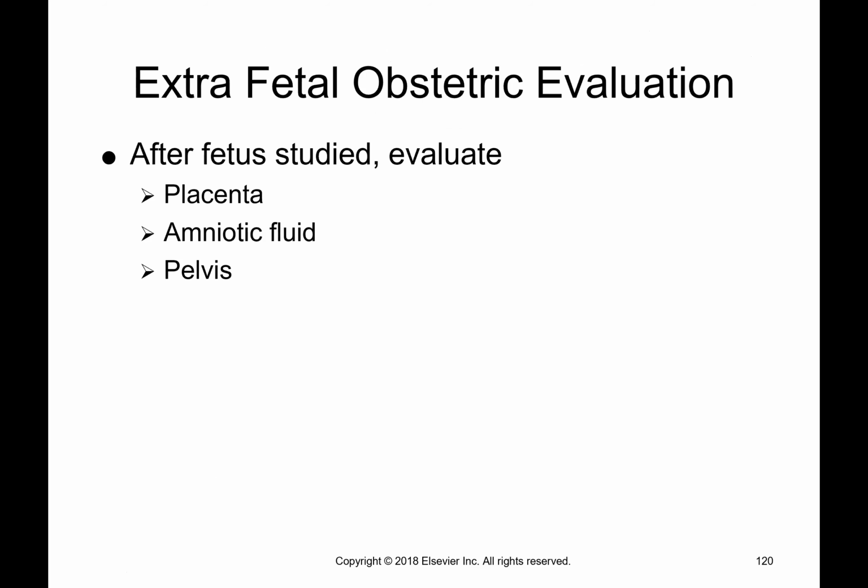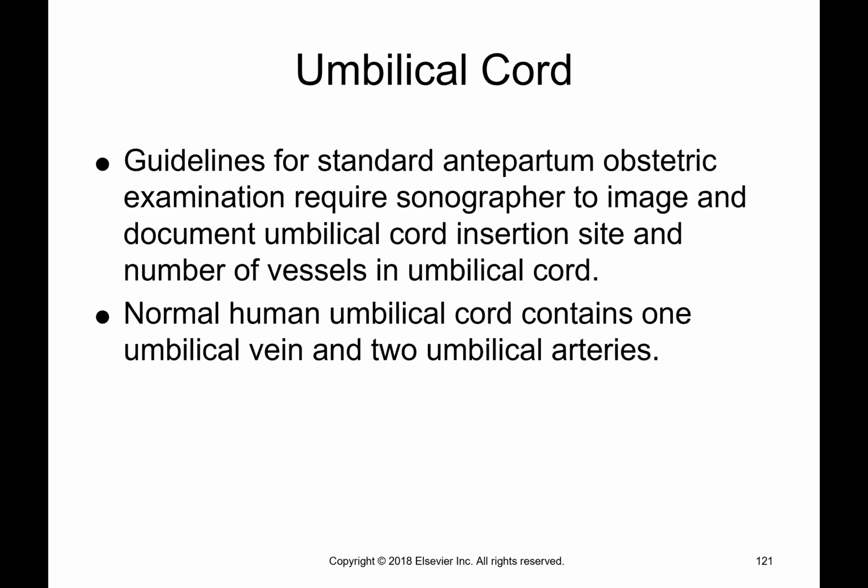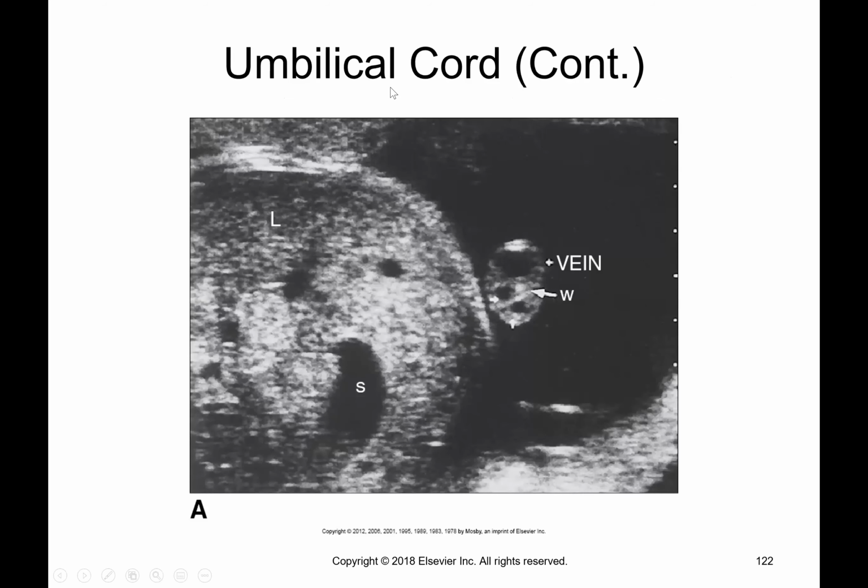After the fetus is studied, evaluate the placenta, amniotic fluid, and the pelvis. I want to look at the umbilical cord going into the placenta and the number of vessels in the umbilical cord. A normal human umbilical cord contains one umbilical vein and two umbilical arteries. So it looks like a Mickey Mouse, one big vein and two little arteries.